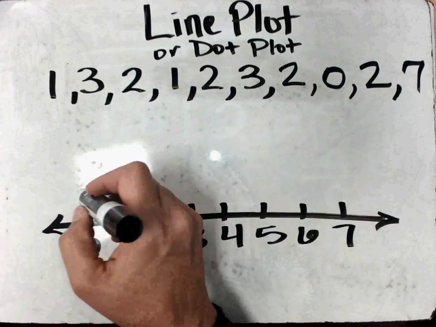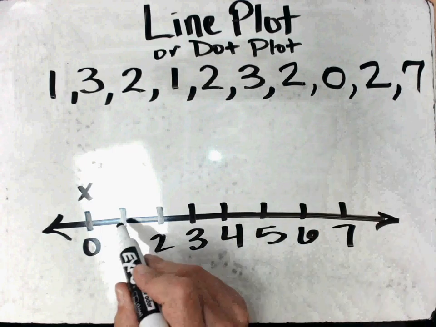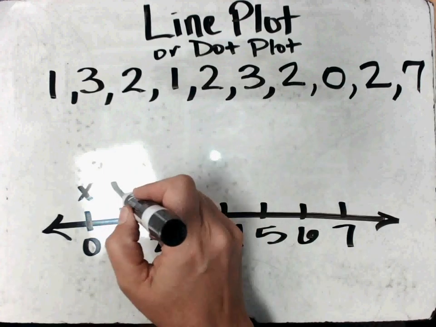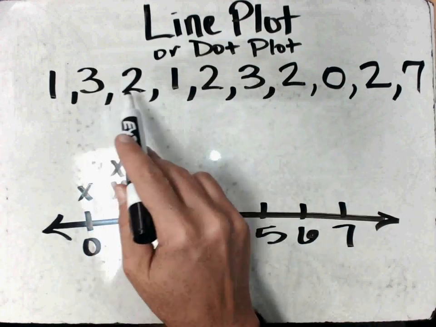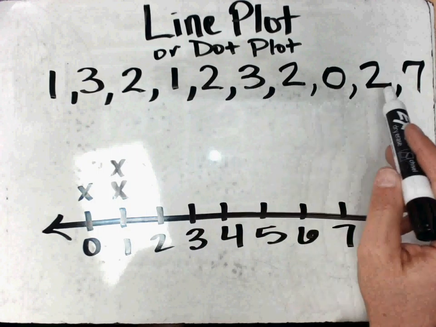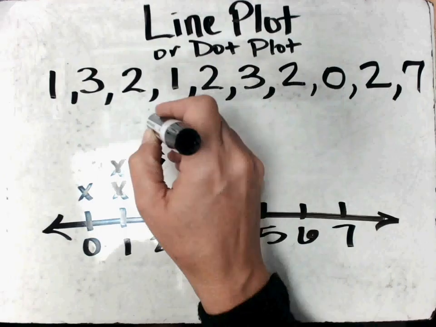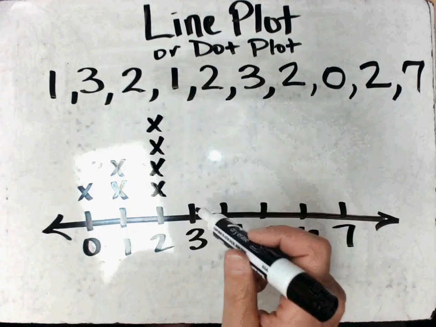So we have one 0, so I'm going to put an X above the 0, one X for one 0. Our ones, we have 1, 2 ones, so I'm going to put 2 X's above the 1. Then my 2's, I have 1, 2, 3, 4 2's, so I'll put 4 X's above the 2, representing that there are 4 2's. There are 2 3's.